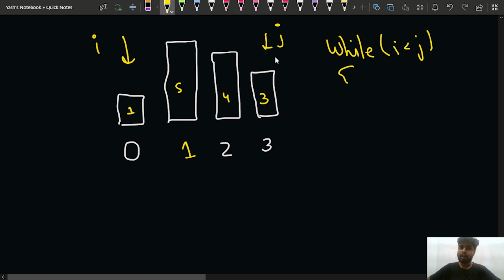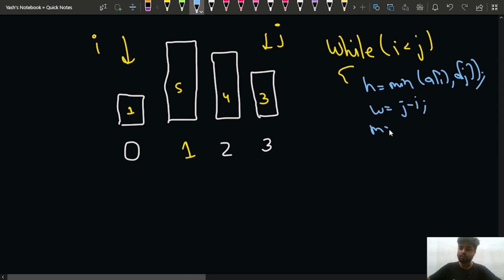Now you find the area. The height will be nothing but the minimum of a of I comma a of j, and the width will be nothing but j minus I. After that you can update: mx is equal to the maximum of mx comma the area, which is height into width.